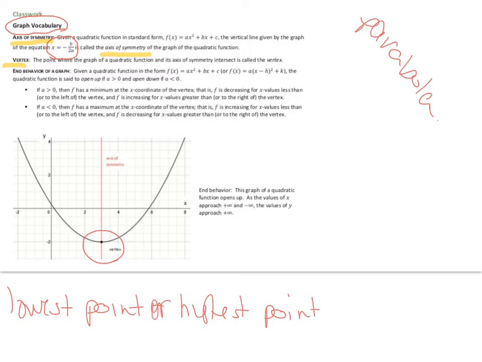And then end behavior of a graph. It's probably the hardest to explain. So given a quadratic function, the quadratic function is said to open up if a is greater than 0, or open down if a is less than 0. That means when a is positive, it opens up. When a is negative, it opens down.